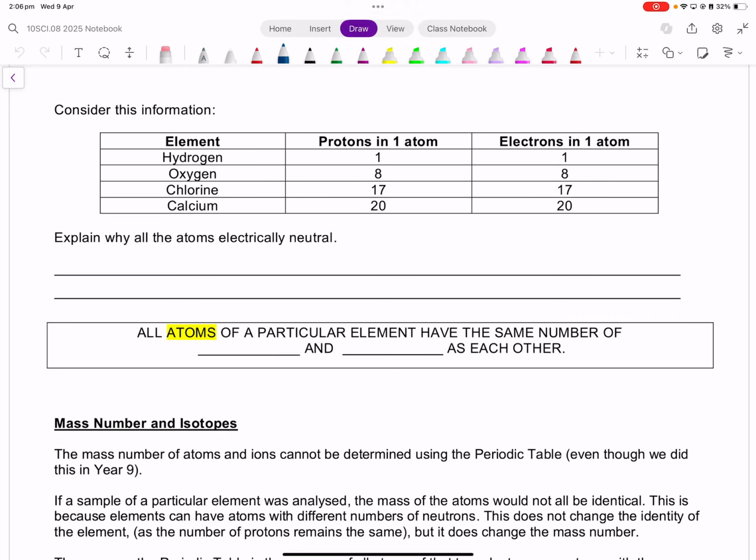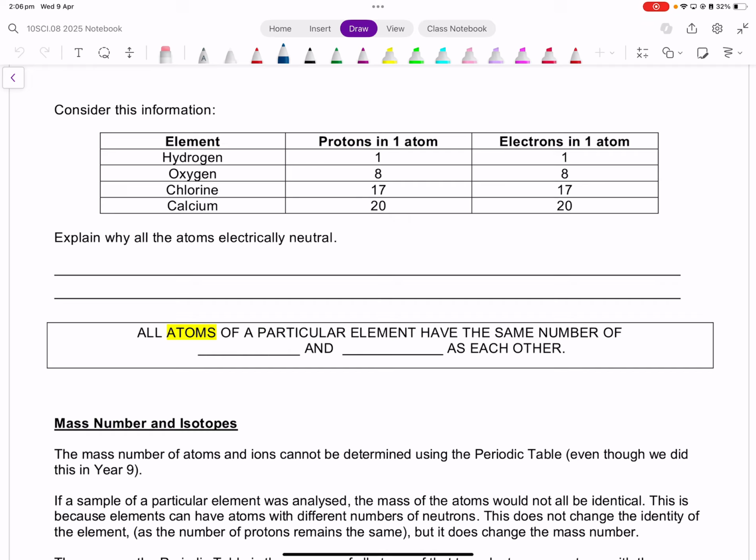So when we're talking about today's lesson, we're going to focus mostly on mass number and on these things called isotopes. Does anyone remember from year 9 what an isotope is? Anyone have any ideas? It's where we change the number of protons, neutrons, or electrons. It's one of those three. Any idea? It's where we change the number of neutrons, okay?